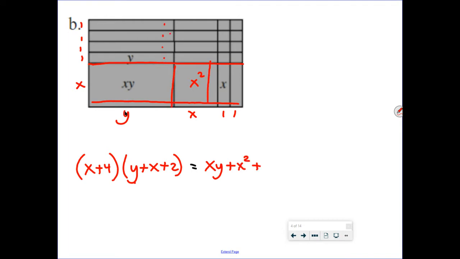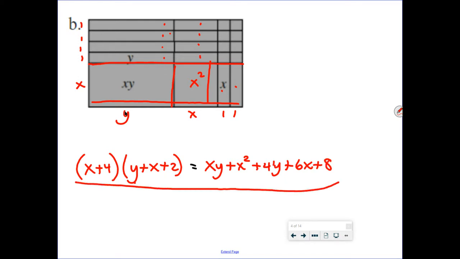Plus 1, 2, 3, 4 y's. Plus 1, 2, 3, 4, 5, 6 x's. Plus 8 tiles. And so this is my answer. Isn't that crazy? Crazy long there. Okay. Did you get it right?